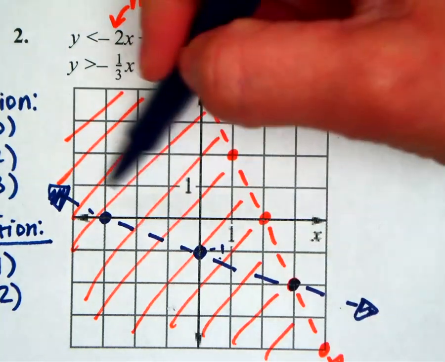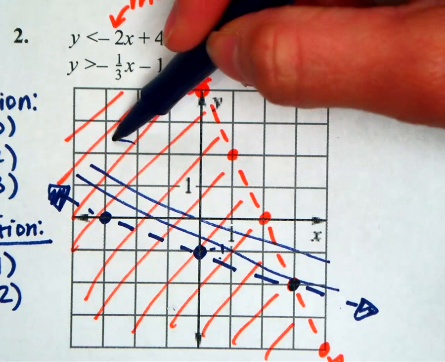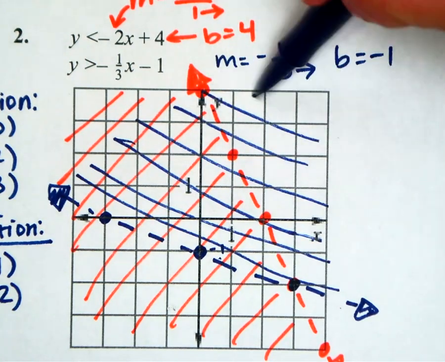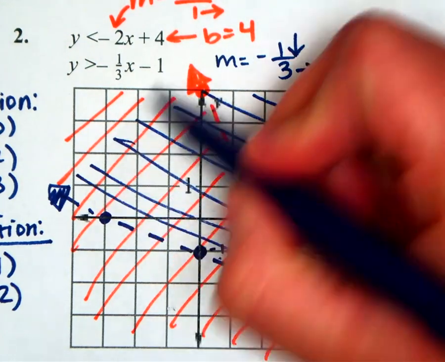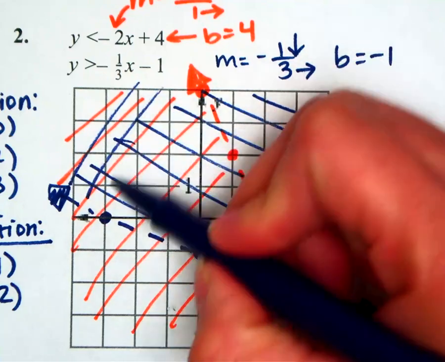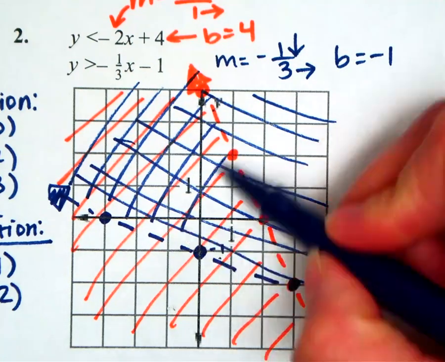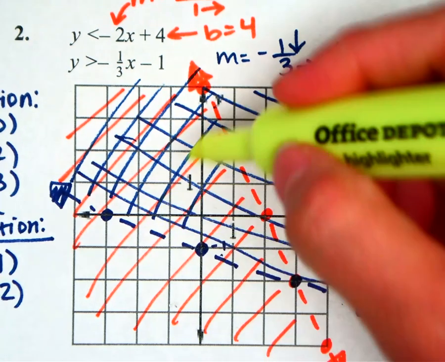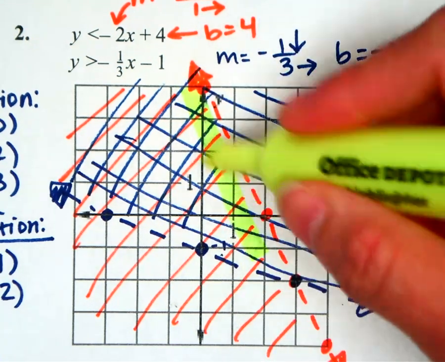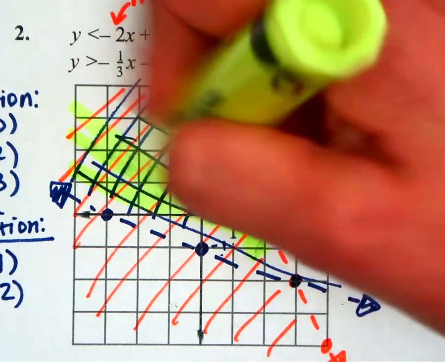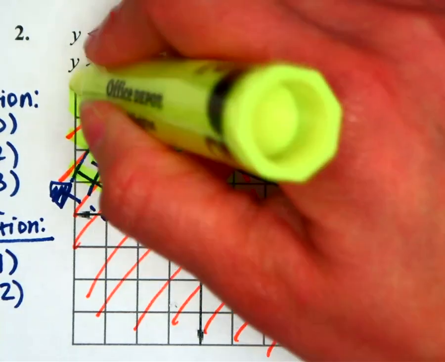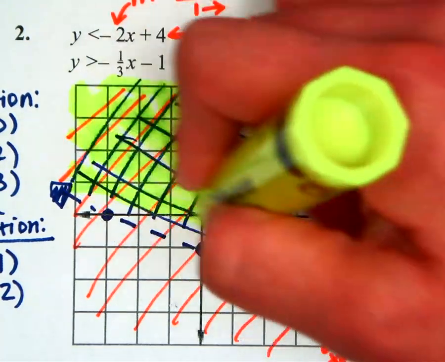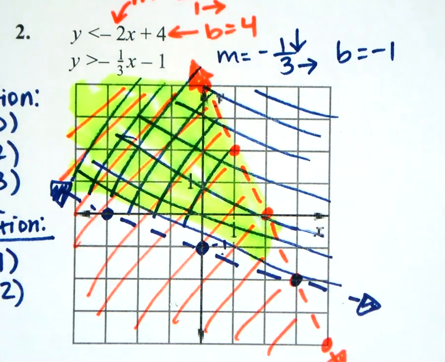So I'm going to shade above, which would be this way. Anything above here. So the area where they overlap is going to be over here in this section. So anything that falls within this shaded area where they overlap is a solution.